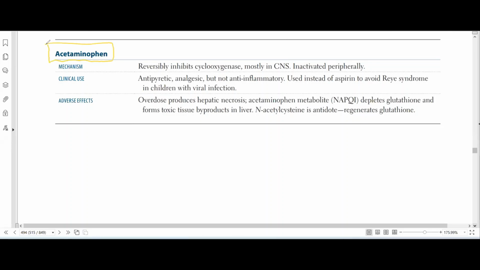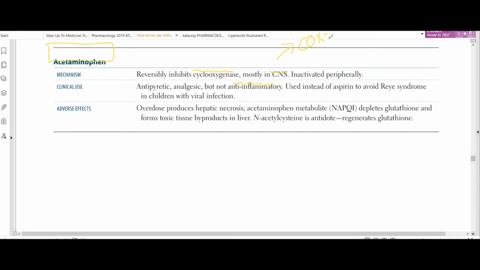Acetaminophen is not an NSAID because it lacks an anti-inflammatory effect. But acetaminophen inhibits cyclooxygenase, mostly in the CNS, COX-3. It is inactivated peripherally. The super important use of acetaminophen is that you always use acetaminophen in children who suffer from a viral infection to avoid Reye syndrome. So what is Reye syndrome? Reye syndrome is hepatic encephalopathy induced by aspirin in children who suffer from a viral infection.